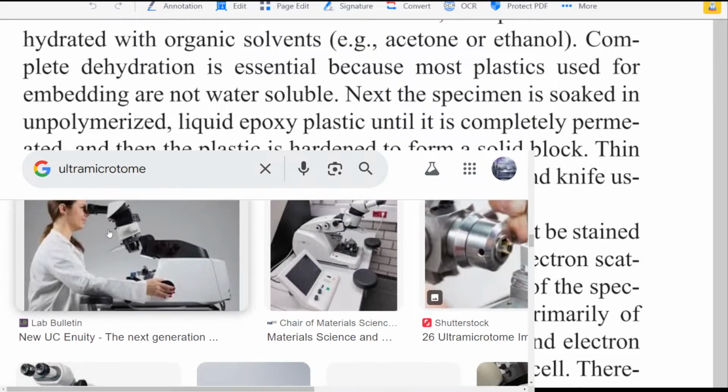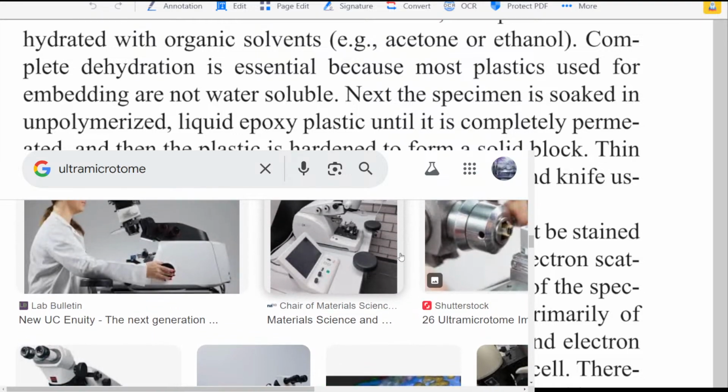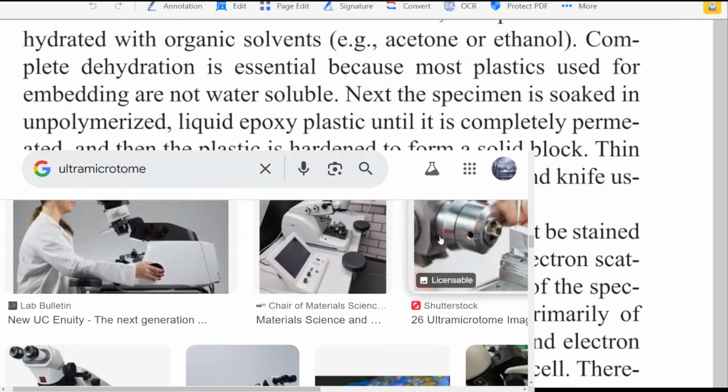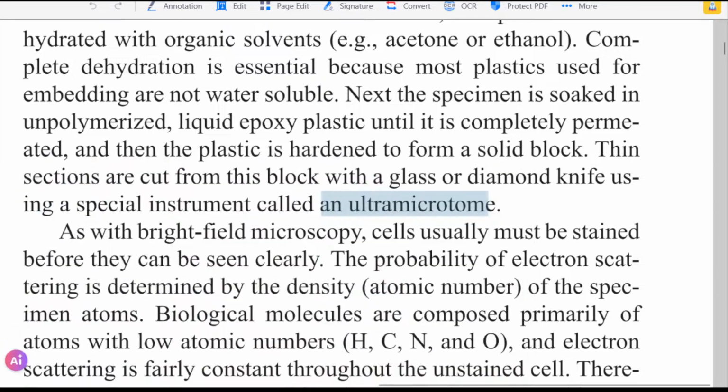Alright, I see, just looking at this. So the cutting is done under the microscope. Right, that was what I was asking: how are you going to cut something that is almost invisible? So you do it under the microscope.